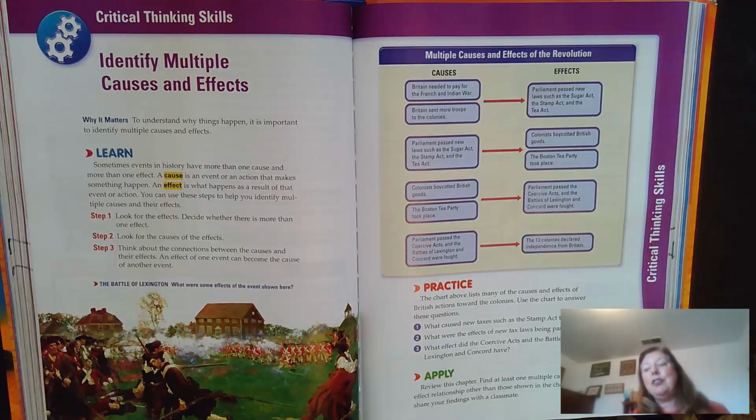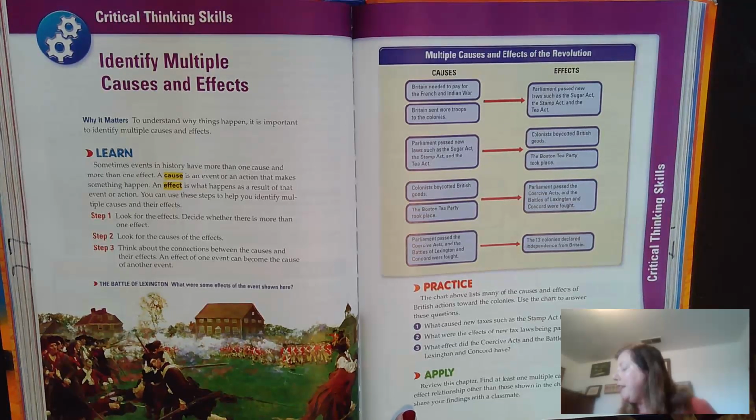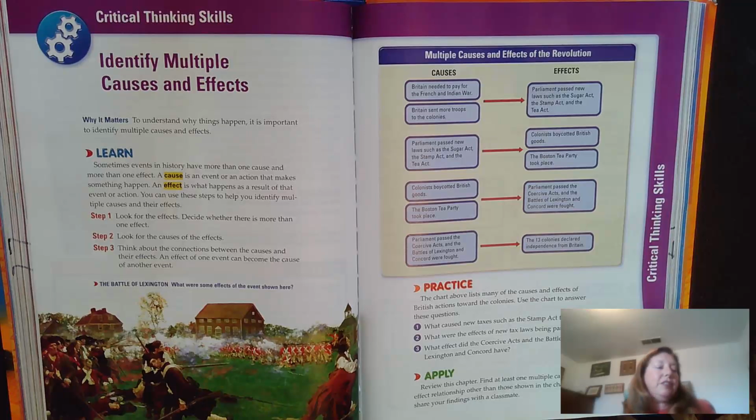That is huge. Can we apply this in our lives today? Right down here it says, review this chapter. Find at least one multiple cause and effect relationship other than those shown in the chart, then share your finding with the screen. And again, I would encourage you to have your students make their own little flip chart. I would have 5 to 7 that they have on it, and then have them draw pictures underneath. I love doing that. That was so much fun.